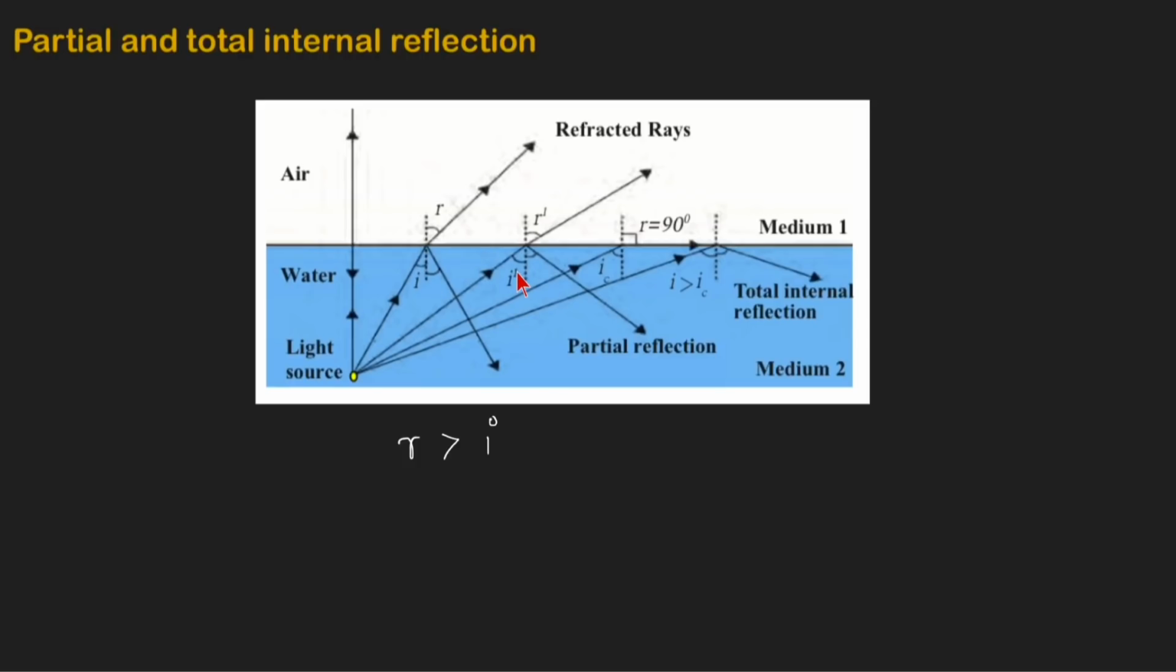As you increase the angle of incidence in the second case, the angle of refraction also increases. At a particular angle of incidence, the refracted ray makes an angle of 90 degrees with the normal. That value of the incident angle is called the critical angle.